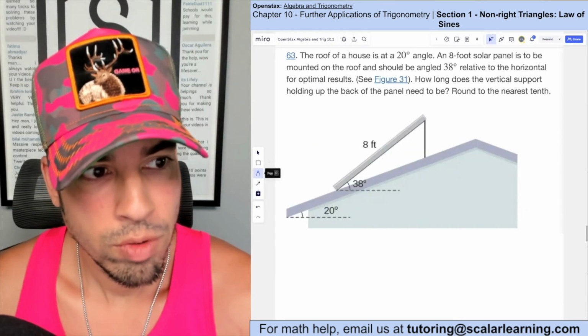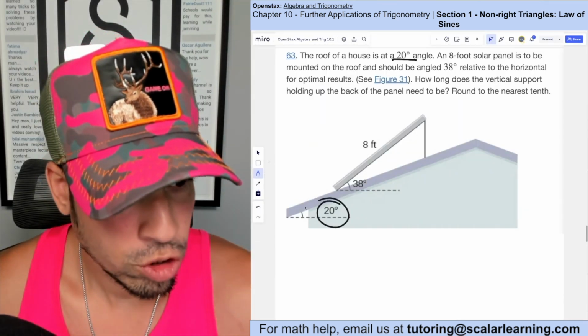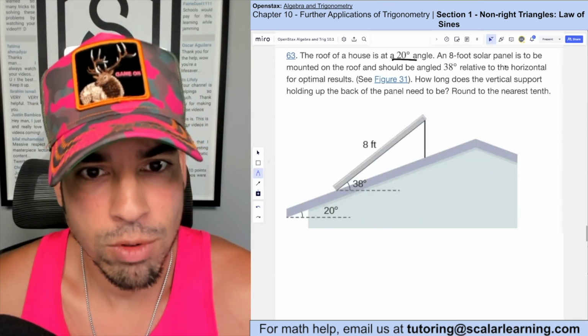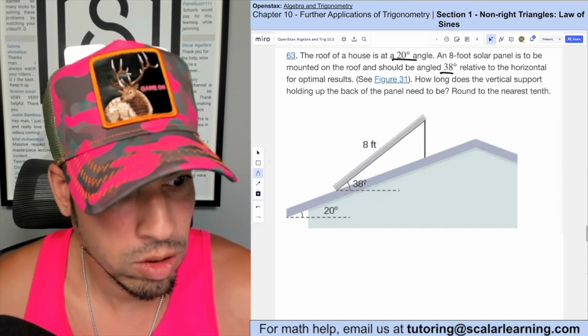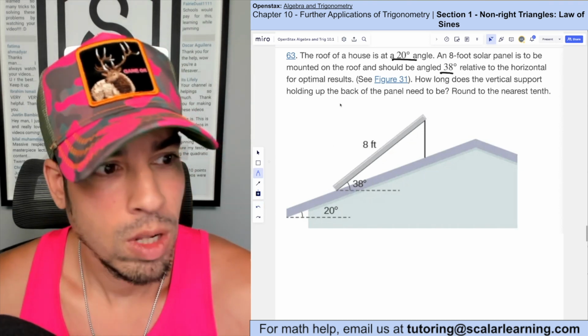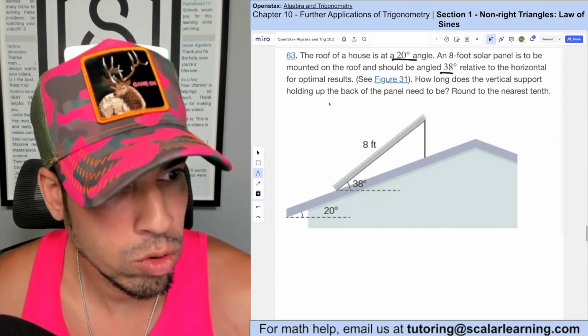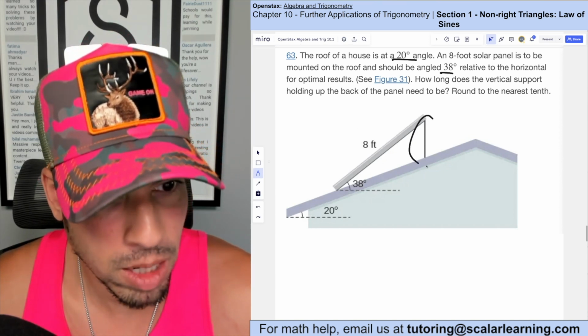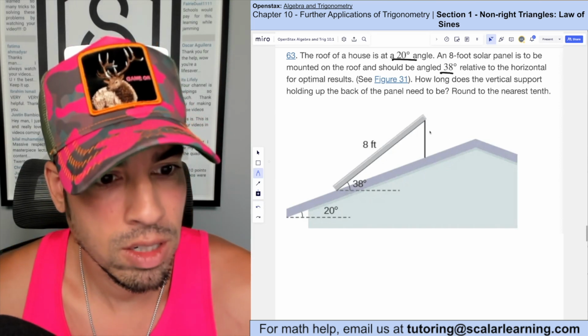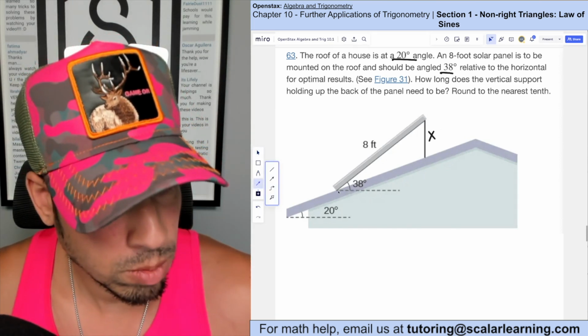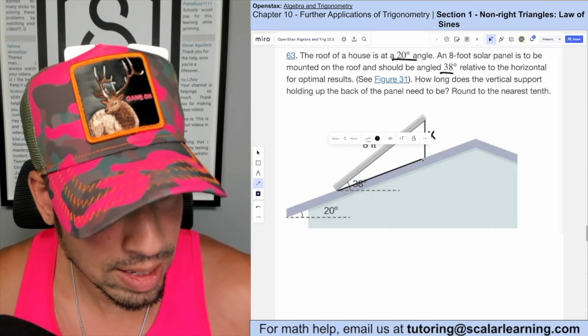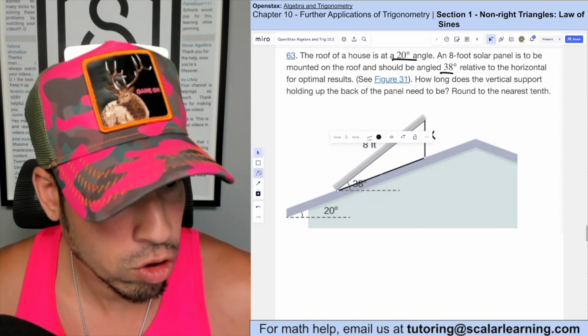Done. The roof of a house is at a 20-degree angle, which is right here, and an 8-foot solar panel is to be mounted on the roof and should be angled at 38 degrees right there, relative to the horizontal for optimal results. How long does the vertical support holding up the back of the panel, which is this right here, need to be? So what I'm going to do is I'm just going to kind of draw up a little line like this up here. So we got a nice little triangle there.